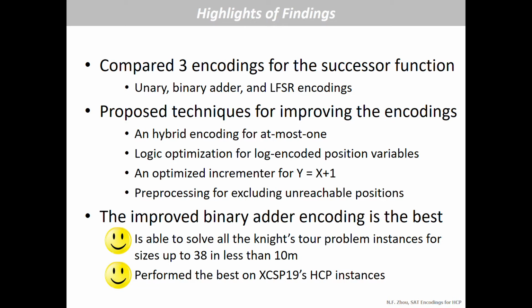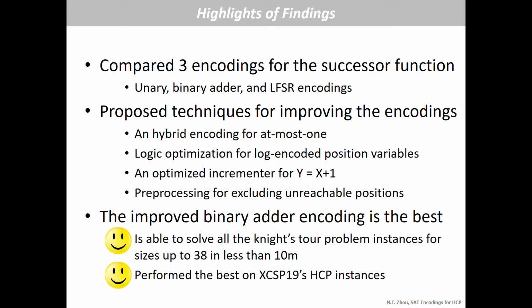So in this study, we compared the three encodings for the successor function: Unary encoding, binary encoding, and this LFSR encoding. And we propose techniques for improving these encodings, including a hybrid encoding for the at most one constraint, which is used in degree constraints, and logic optimization for log encoded position variables, and an optimized incrementer for this arithmetic addition, and also preprocessing techniques for excluding unreachable positions from position variables.